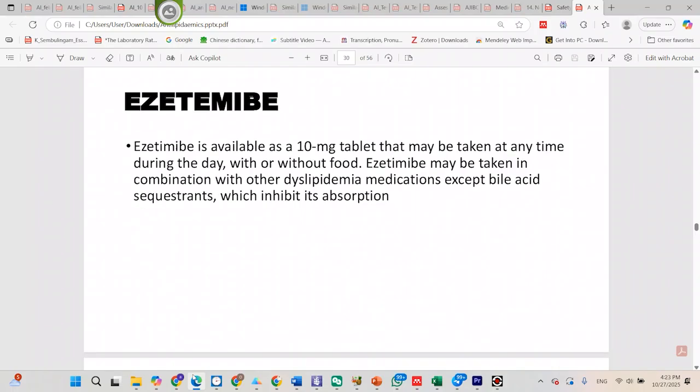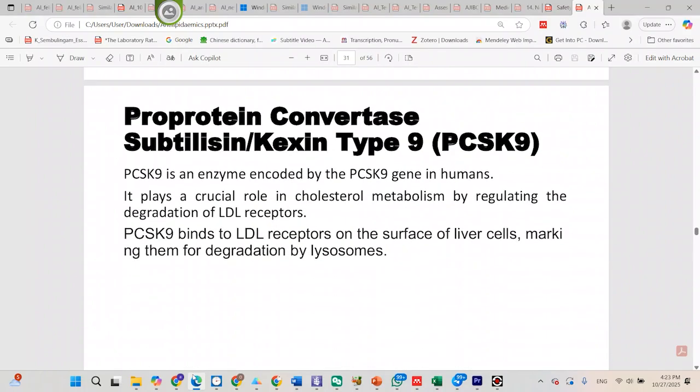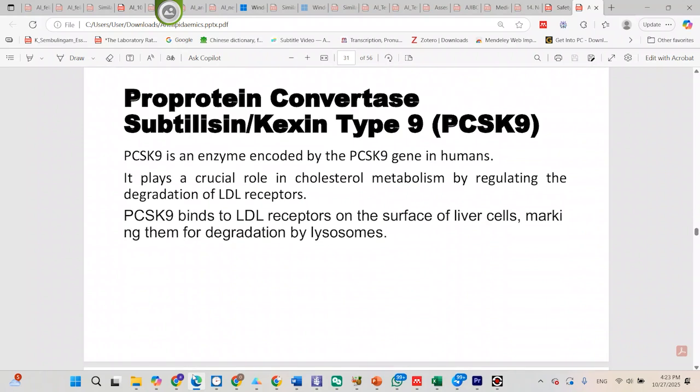It can be taken with any other drug for dyslipidemia except bile acid sequestrant, which inhibits its absorption. Another protein that we have is proprotein convertase subtilisin kexin type 9. You might not put this one on your status anyway. This is PCSK9, and it plays a role in the metabolism of cholesterol.